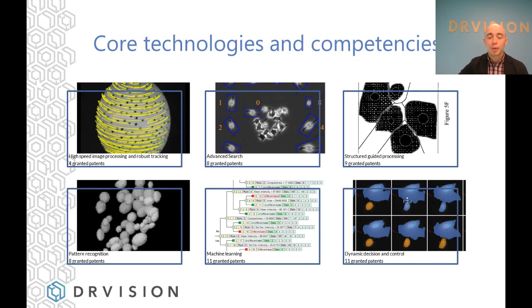Throughout this process, we've developed a number of really great core technologies and competencies. You can see we've got a bunch of different patents. Most of these are in the areas of machine learning and machine learning workflows. You can check out some of our other videos that talk about this.